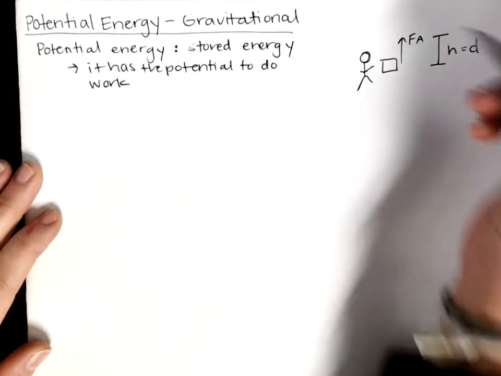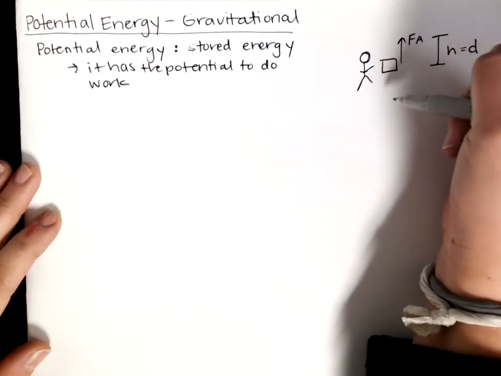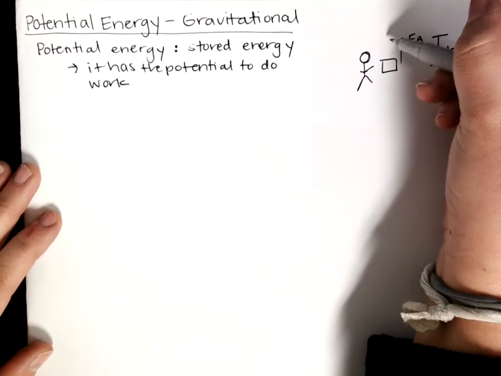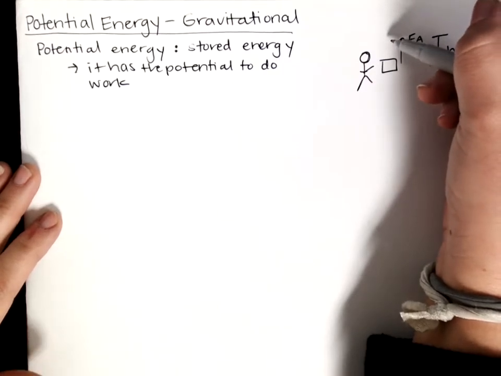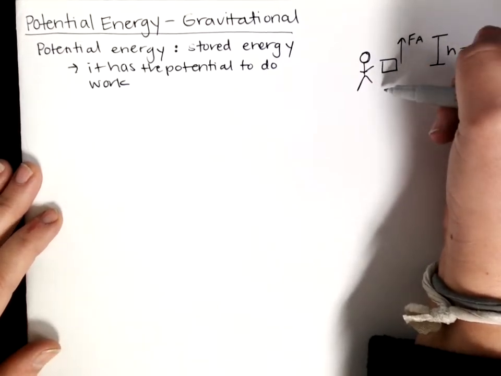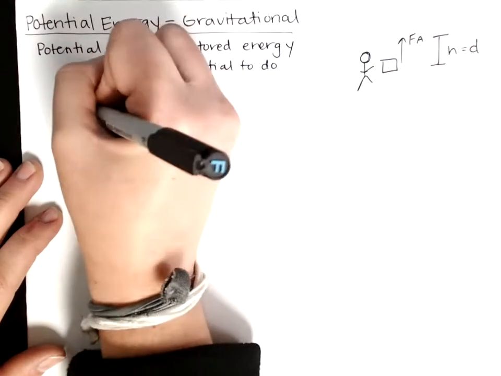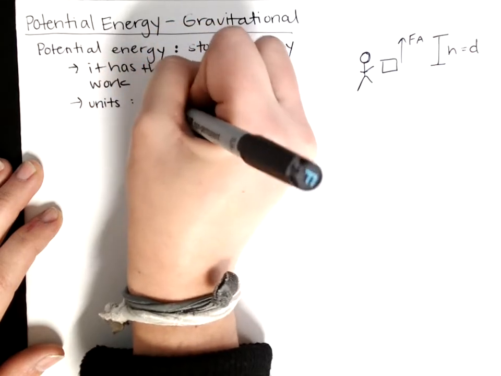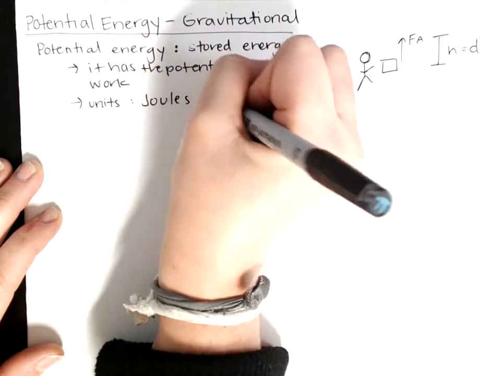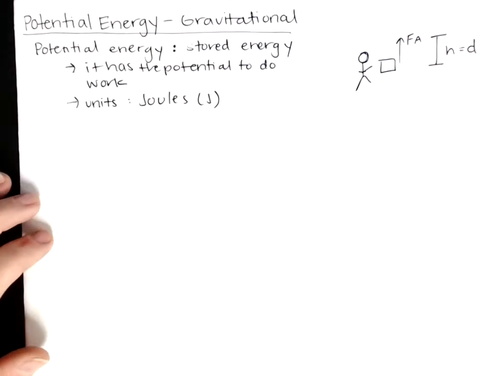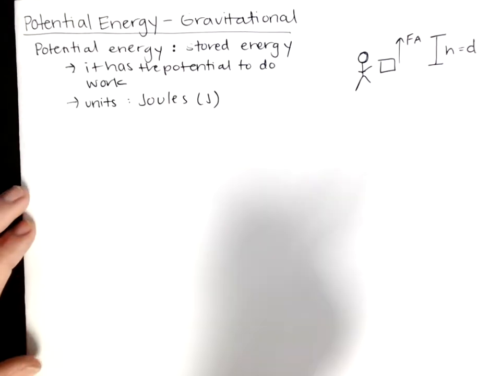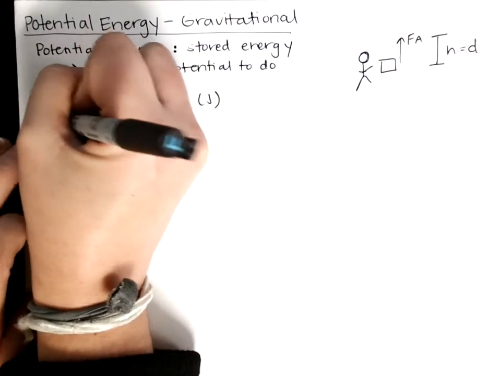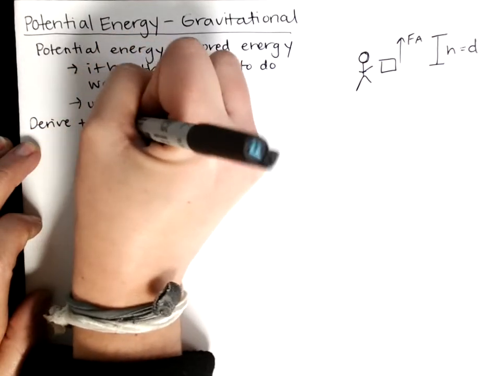For example, it has a certain amount of energy when I lift it from the ground to a certain height. If I were to drop it, what's the box going to do? Well, the box is going to fall towards the earth, towards the center of the earth. So it has the potential to do work. The units for potential energy are joules. So let's go ahead and derive the equation of potential energy.